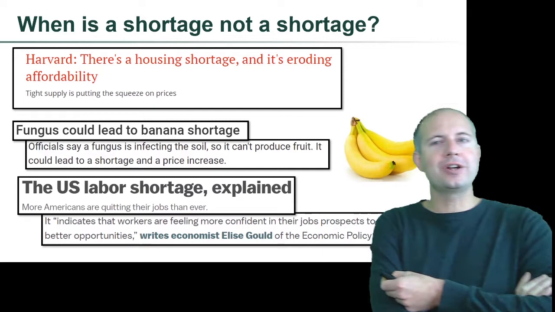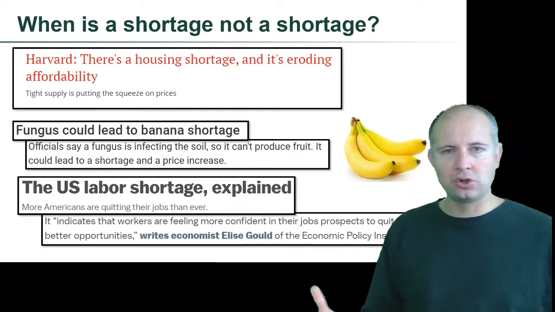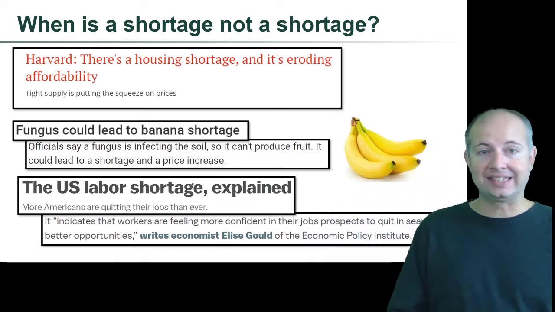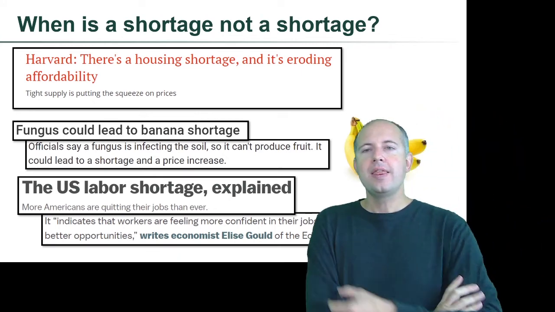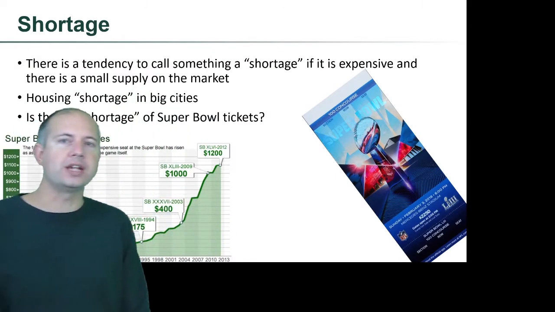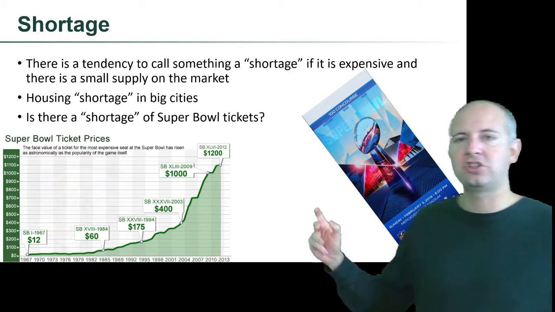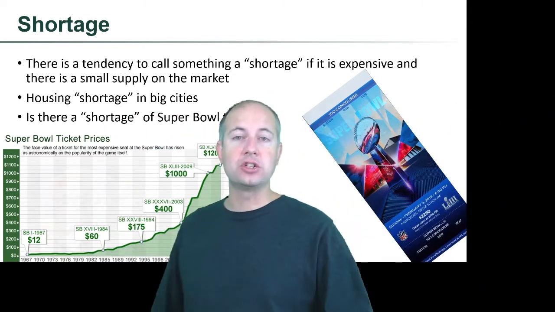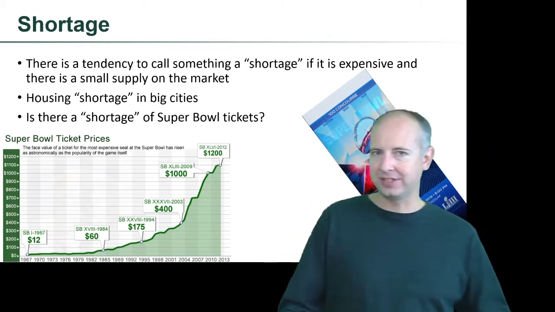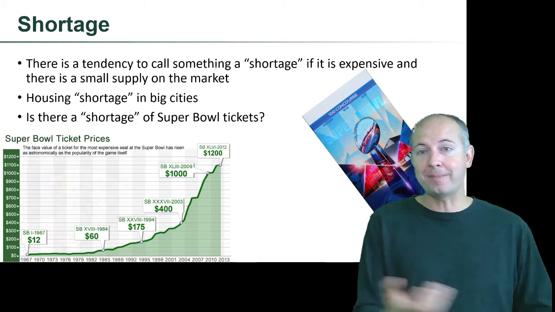Well, if you think about what we've learned about supply and demand, it's not really a shortage, it's just a shift in supply, right? You can think about it as the technology for growing bananas has decreased. So there's a tendency to call something a shortage if it is expensive and there's a small supply on the market. One of the main places you'll see this is housing. You hear about a housing shortage in big cities, right? So you might think about a housing shortage in New York, and people say that there's a shortage there. Why do they say that? Well, housing's really expensive, and there's not much of it available.